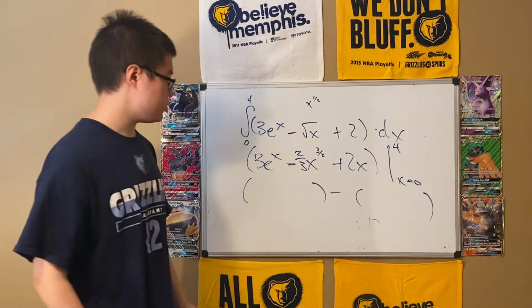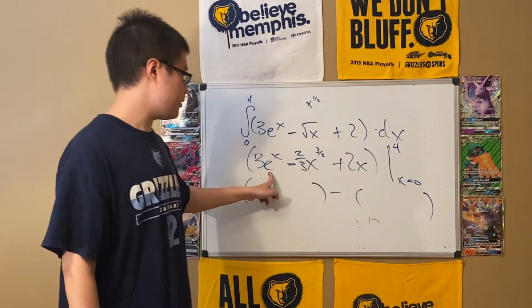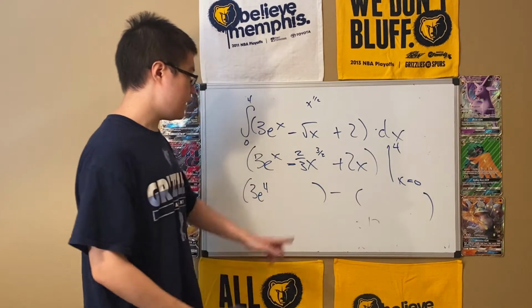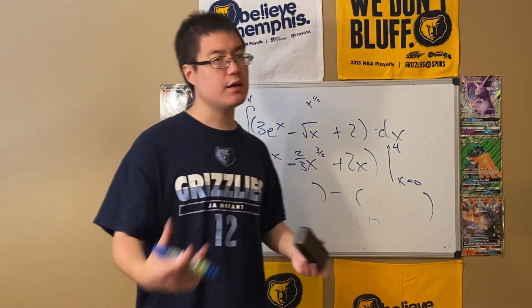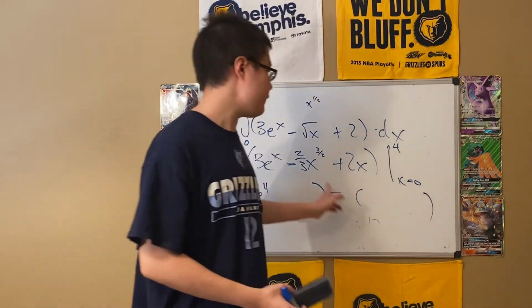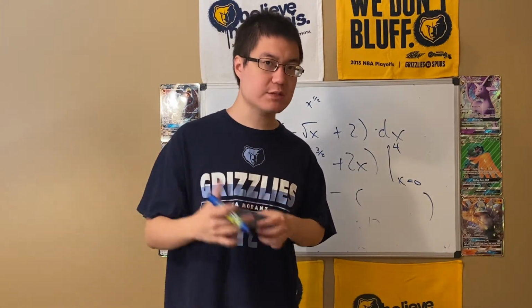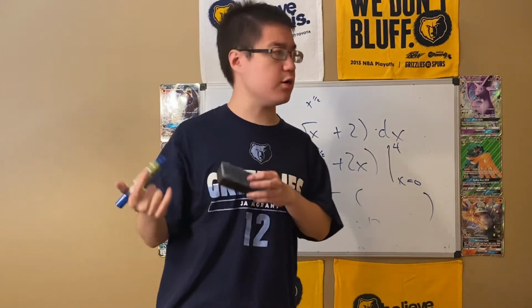So some of this will be easier and some of this will be harder. So when you plug in 4, it will be 3 e to the 4th. Can't really simplify that, so we'll leave it like that. Then we have 2/3 times 4 to the 3/2. You might not know 4 to the 3/2, but remember that if you're ever going to a fractional exponent, it's oftentimes good to do the denominator if possible, because then you'll get a smaller number.